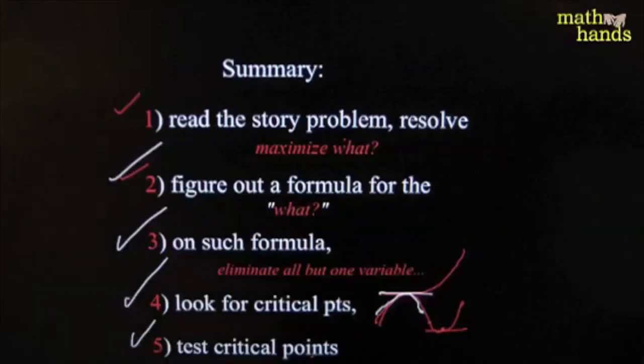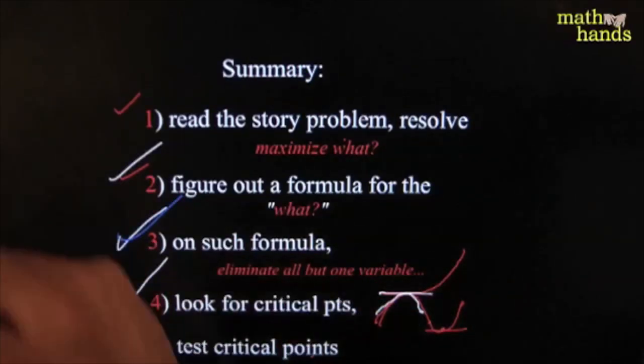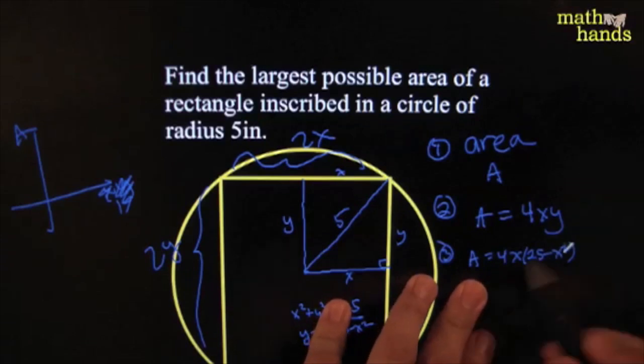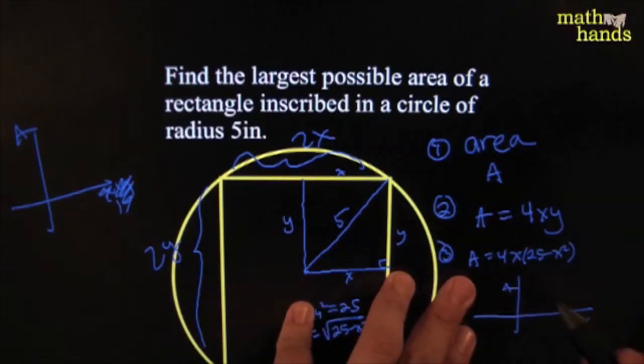What was the third step? Eliminate all but one variable. Check. Fourth, look for critical points. Well, now I'm in business. All I got to do is figure out critical points for that. I can imagine, by this time I can imagine a formula with A and X's, and you know, maybe it looks like this or whatever.